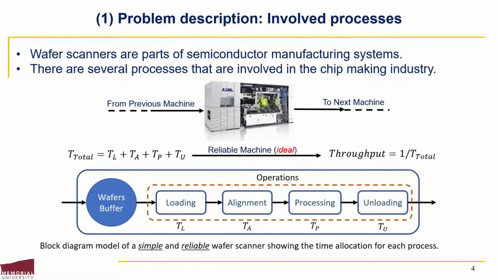The overall machine throughput can be given as the reciprocal of the total time. The total time is defined as the summation of the times associated with the involved processes. A simplified process flow or block diagram shows the involved processes in a series connection. Other process flows are possible based on the level of granularity intended. The loading and unloading processes are associated with handling the wafer substrates, while the alignment process prepares them to be exposed.